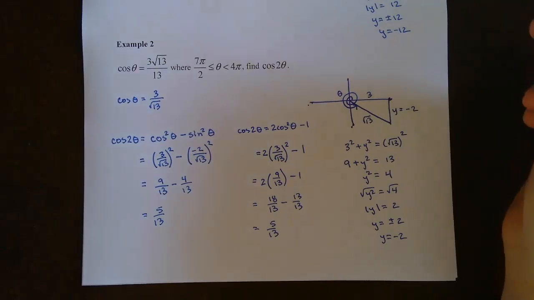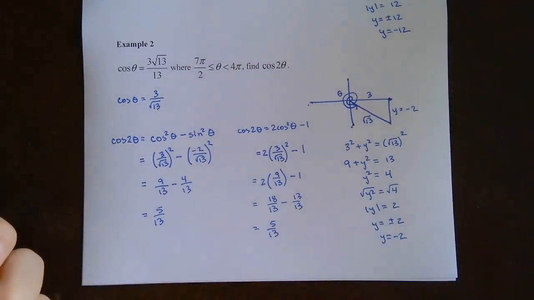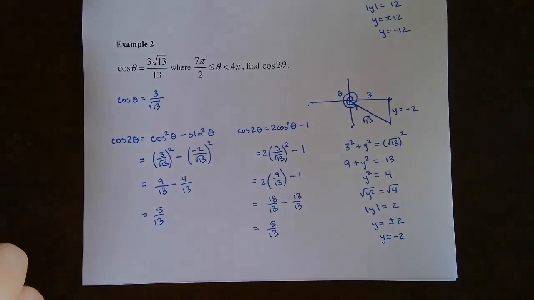Okay. And you could have done it where you didn't even use cosine, because we could have also done the third way, right? We could have done cosine 2 theta is equal to 1 minus 2 sine squared theta. And then in that case, you would have still had to find sine theta, but you wouldn't have had to use cosine theta at all. Okay. And you would have gotten 5/13 there too.